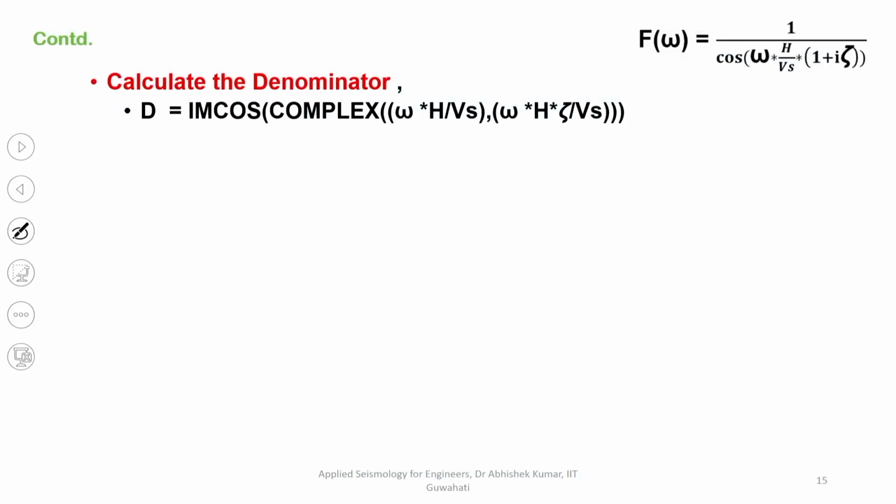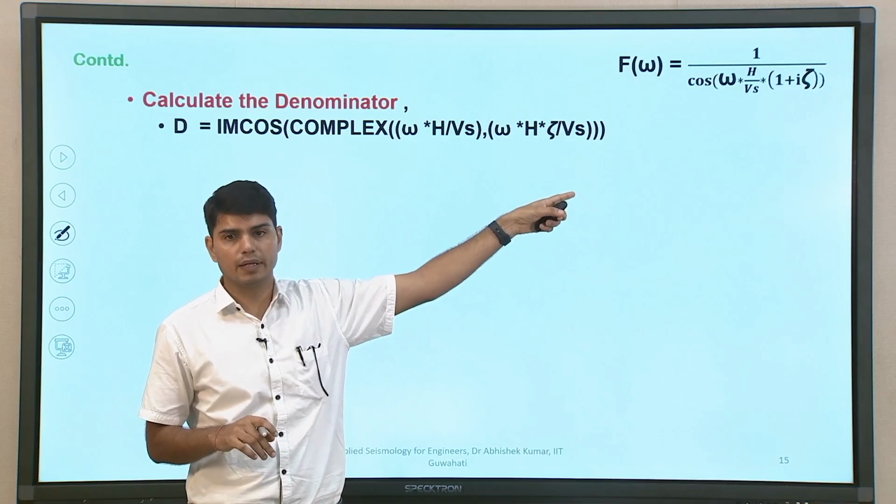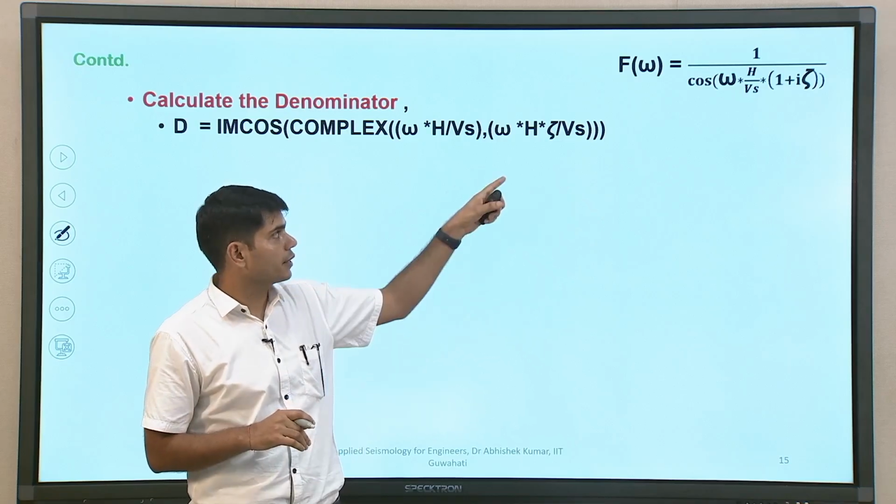the complex part using IMCOS of complex, and then you give whatever is the input motion. So, h value, V s value are constant, and omega, based on the frequency content, you can find out the omega value and use these terms along with the Excel function IMCOS, then within bracket complex, and using this function you can find out how much is the value of the denominator, which is given over here, which is the transfer function value.